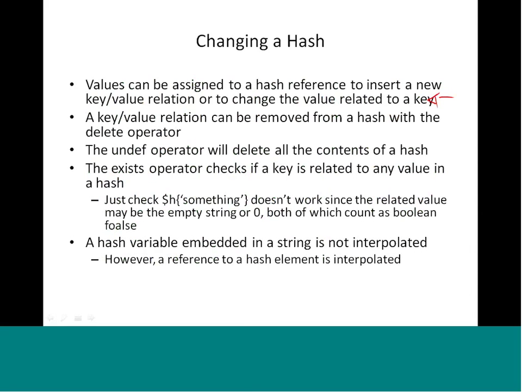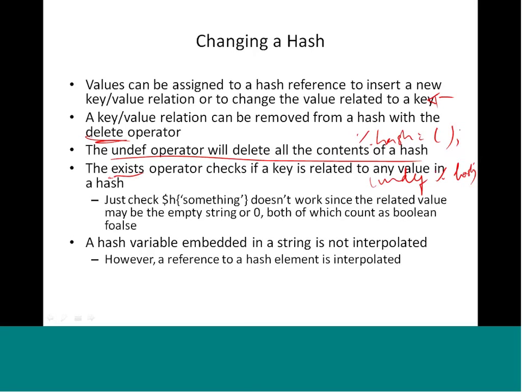A key-value relation can be removed with the delete operator, which we saw already. And then this is another way to delete all the contents of the hash array. We know that one method is %hash equal to empty, which will get rid of everything. The other operator is undef %hash. This also will just remove all the contents from the hash.